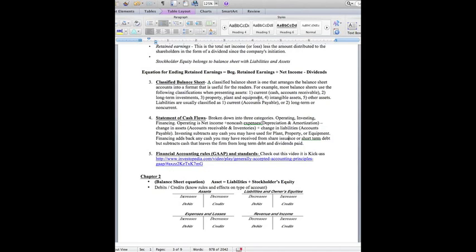So liabilities. Liabilities are also classified as current and long-term. Current liabilities, again, are liabilities that are going to have to be liquidated basically soon. So accounts payable, you owe people money. Those are current liabilities because you're about to turn that into cash. You're about to have to pay that account up in cash.